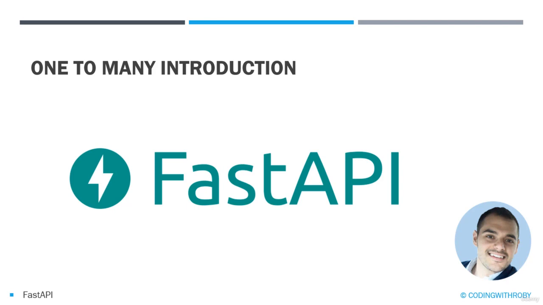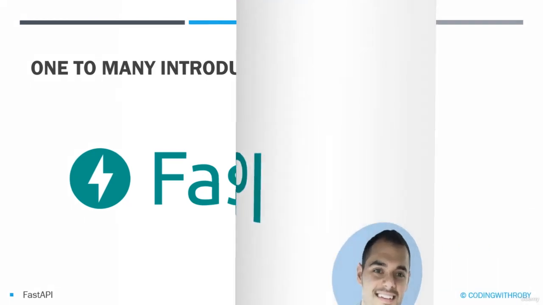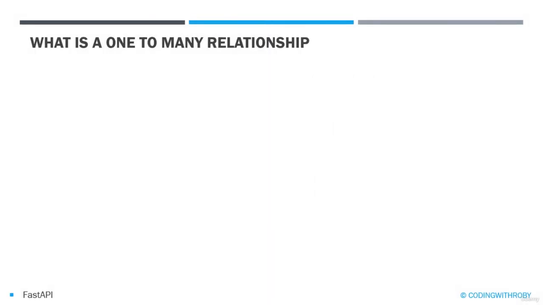And in today's lecture, we're going to be going over one-to-many relationships. So what does one-to-many really mean when talking about SQL tables? Well, when it comes to our application, this means a single user can have multiple to-dos. However, a to-do cannot have multiple users.